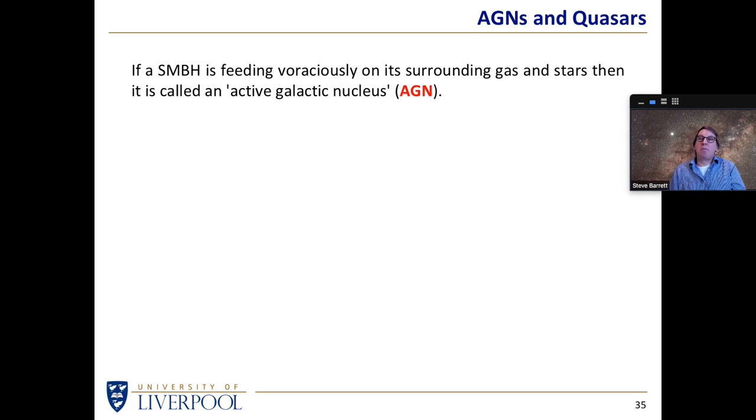So if a supermassive black hole is feeding voraciously, in other words, if gas and probably stars are falling into that black hole and generating a large accretion disk, then a lot of energy is being output from this region. And then this particular galaxy with this supermassive black hole at the center would be called an active galactic nucleus, an AGN. In some cases we can see an AGN and we can hardly make out the galaxy because that's so faint compared to the very bright nucleus which is being powered by this supermassive black hole.